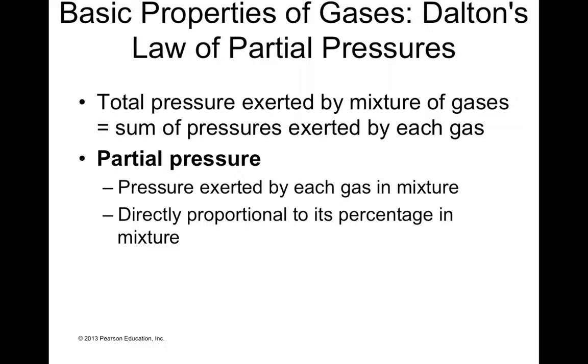So partial pressure is the pressure that's exerted by each gas in a mixture, and it's proportional to its percentage. Now, atmospheric pressure is standardized as 1 atm, or 760 torr, okay, which is the same as 760 millimeters of mercury. I'm sorry, that's the pressure of gases in the atmosphere at sea level.